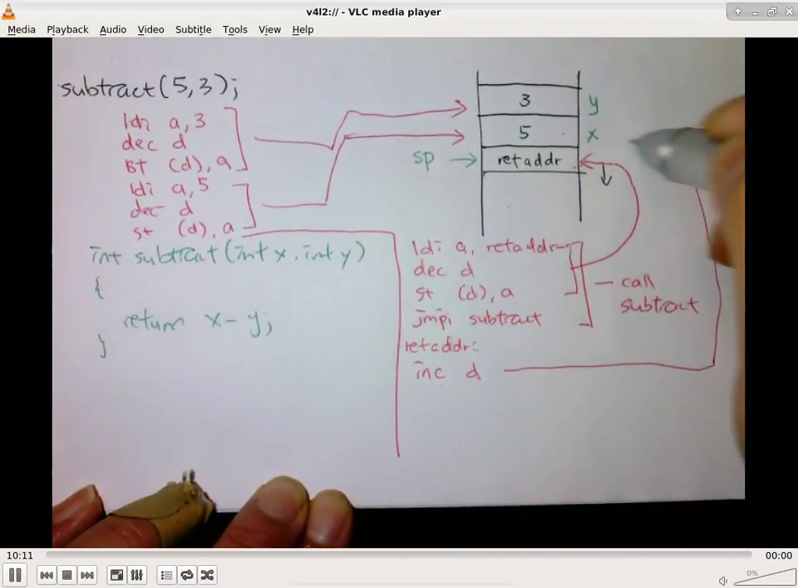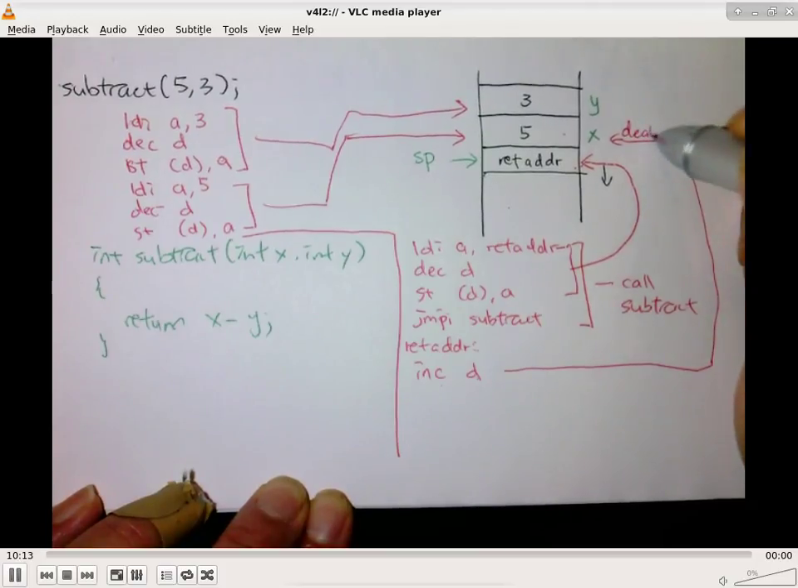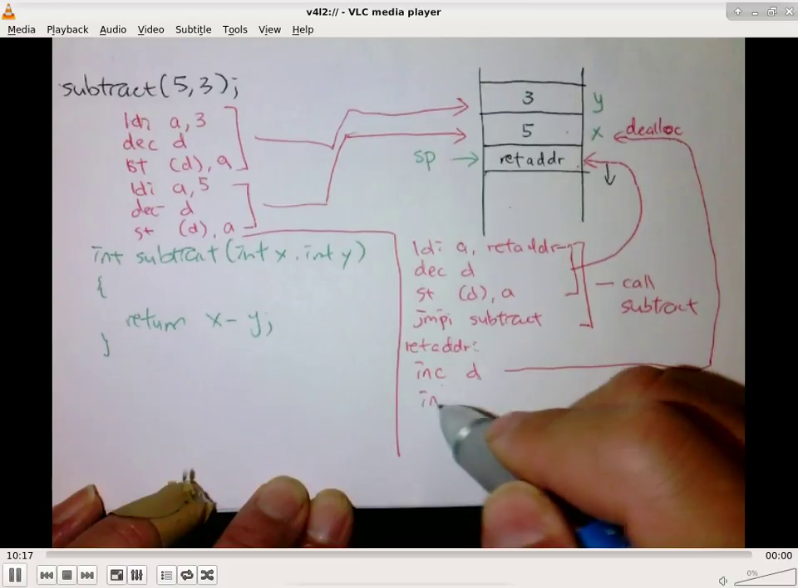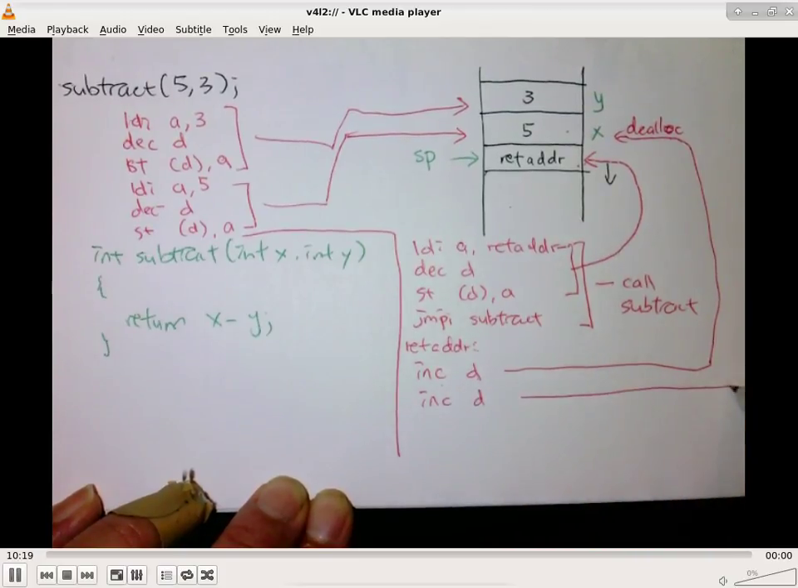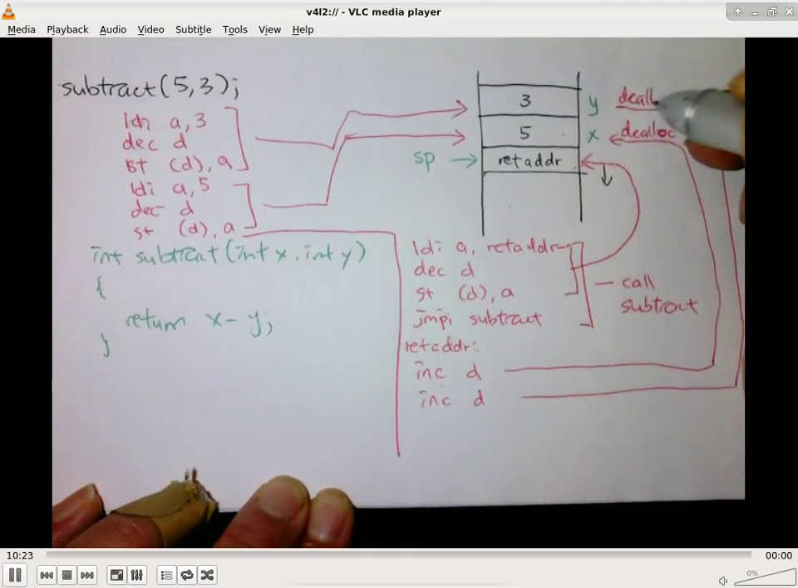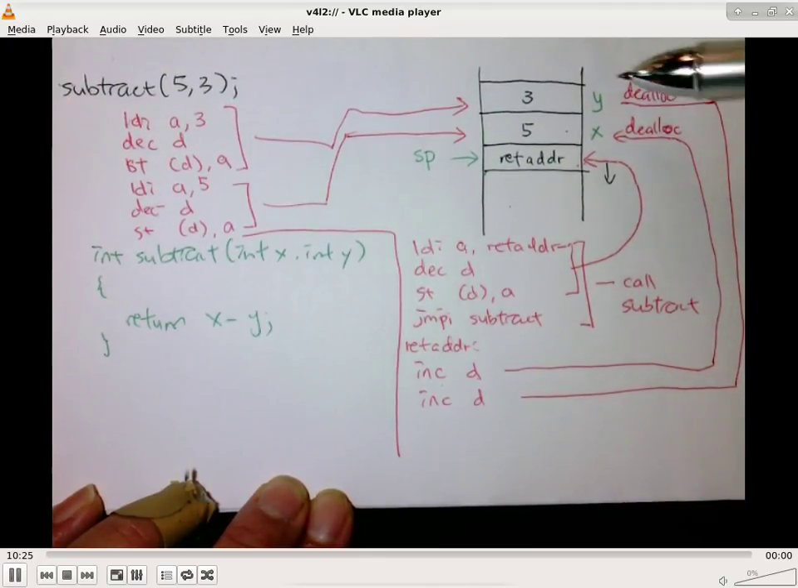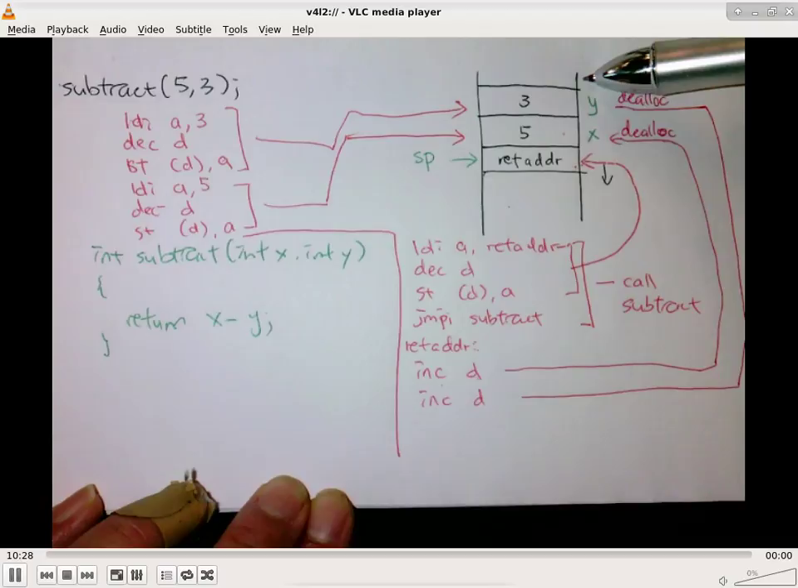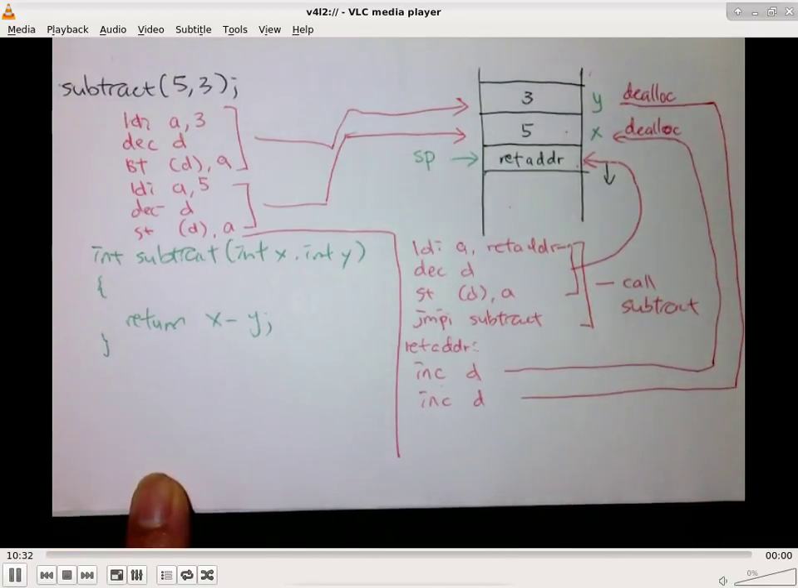So this increment D is going to deallocate this part here. It's going to deallocate the 5, and then another increment will deallocate the Y. So after these two are deallocated, the stack pointer will be pointing back to this position, which is where it started off before the call to subtract.